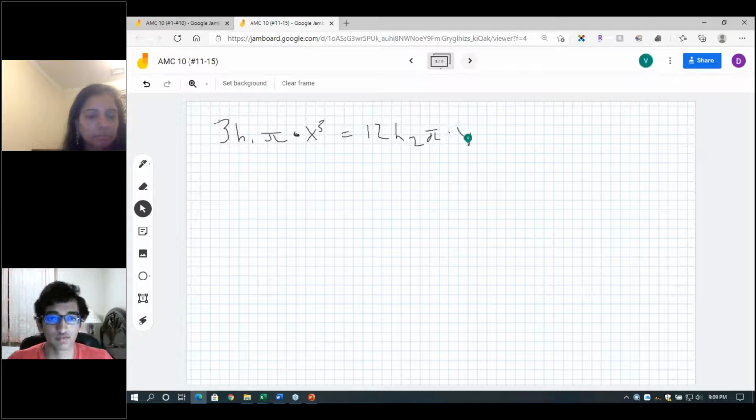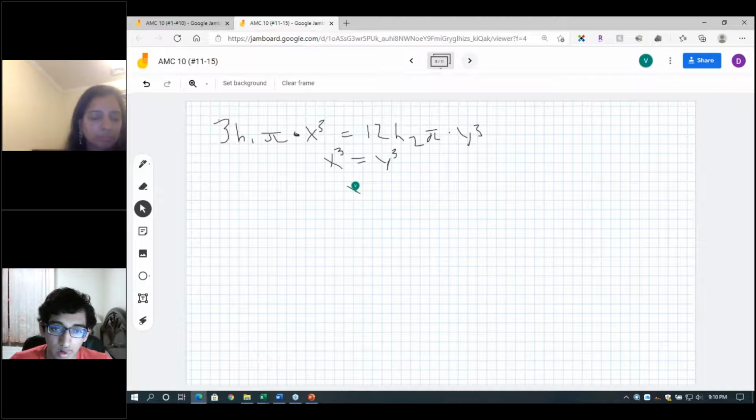And remember, we have this new equation, and from this first equation here, it looks awfully similar. Because we know that this term and this term are equal, we can cancel them out. Now it looks much simpler. X cubed equals y cubed. So x equals y.